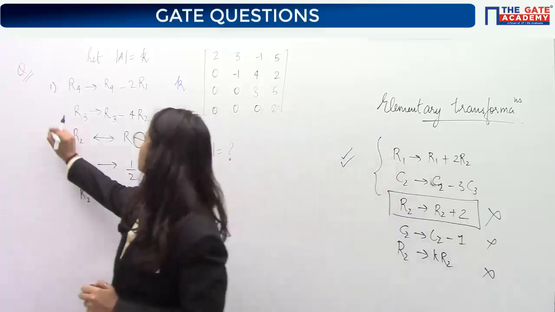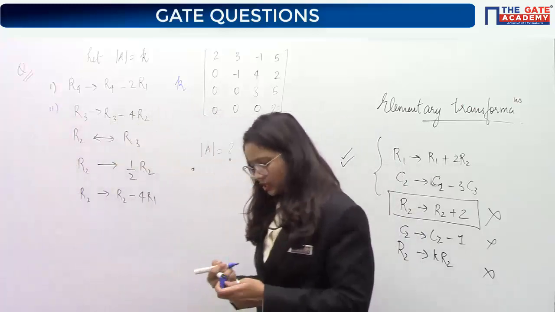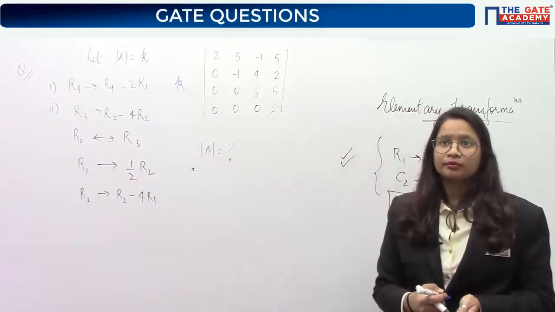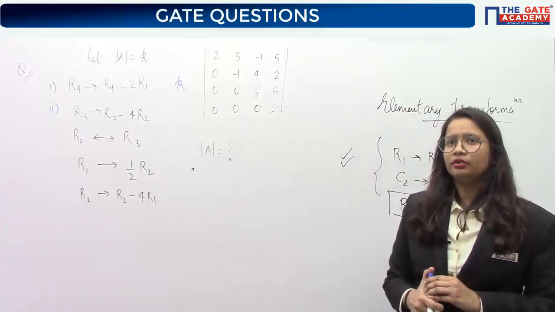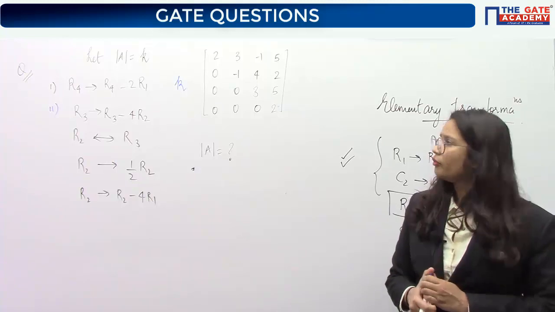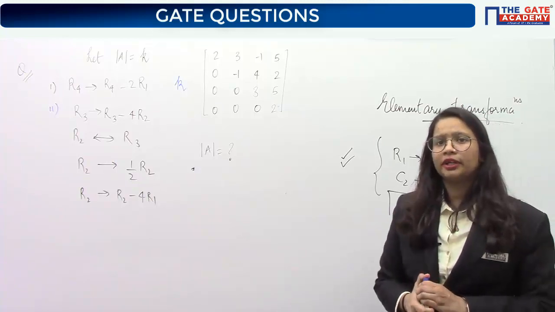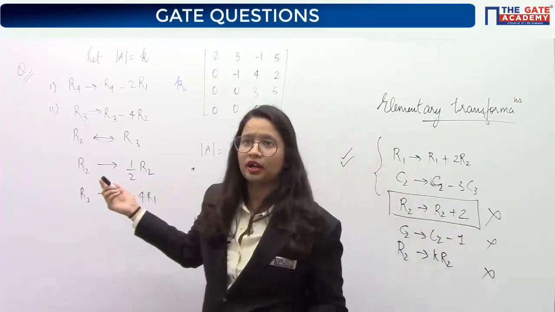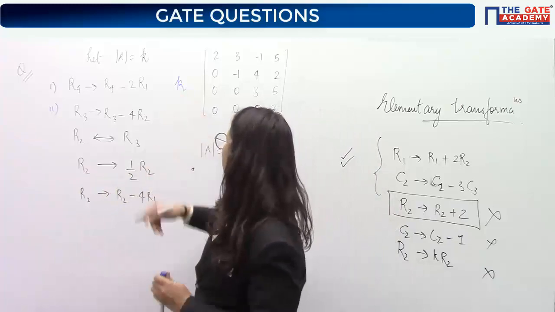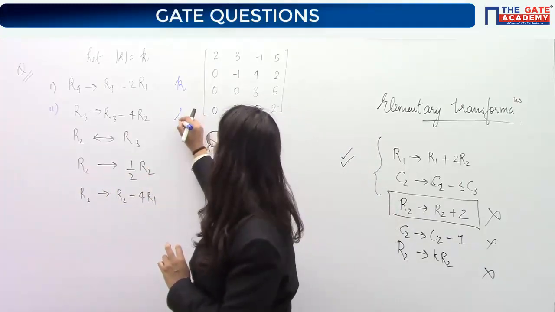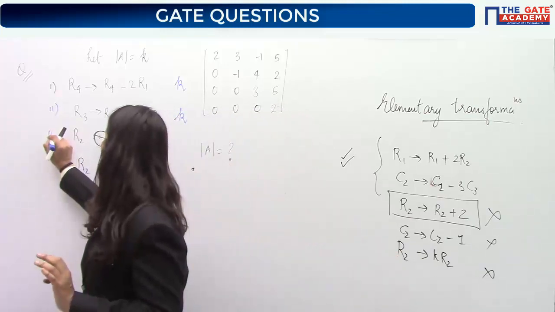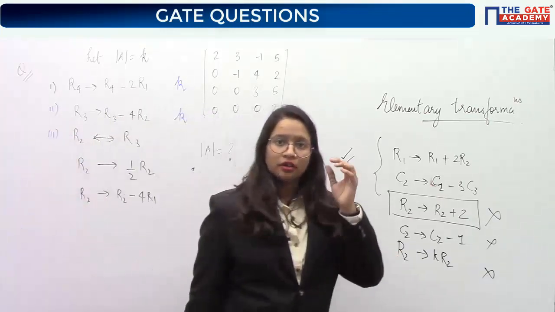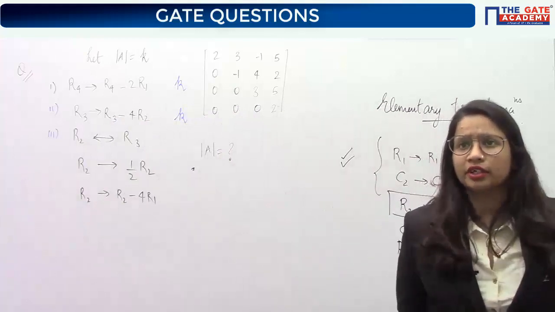Now tell me, will the second operation change the determinant value? Obviously again it will not change the determinant value. Again it's an elementary transformation. So if the determinant is k here, the determinant will be k only in this step also.